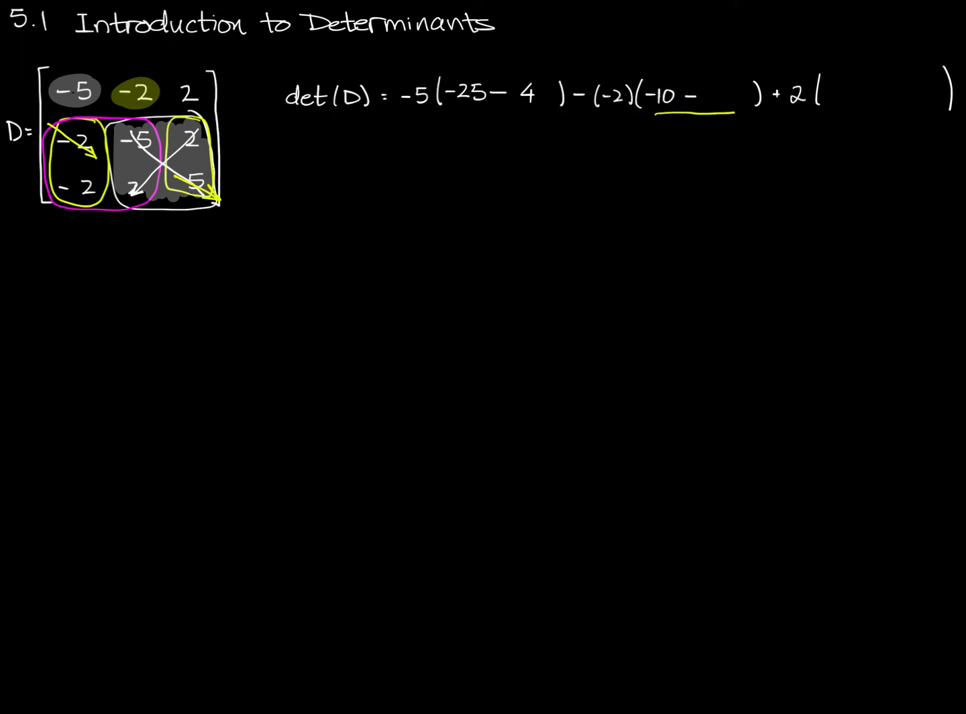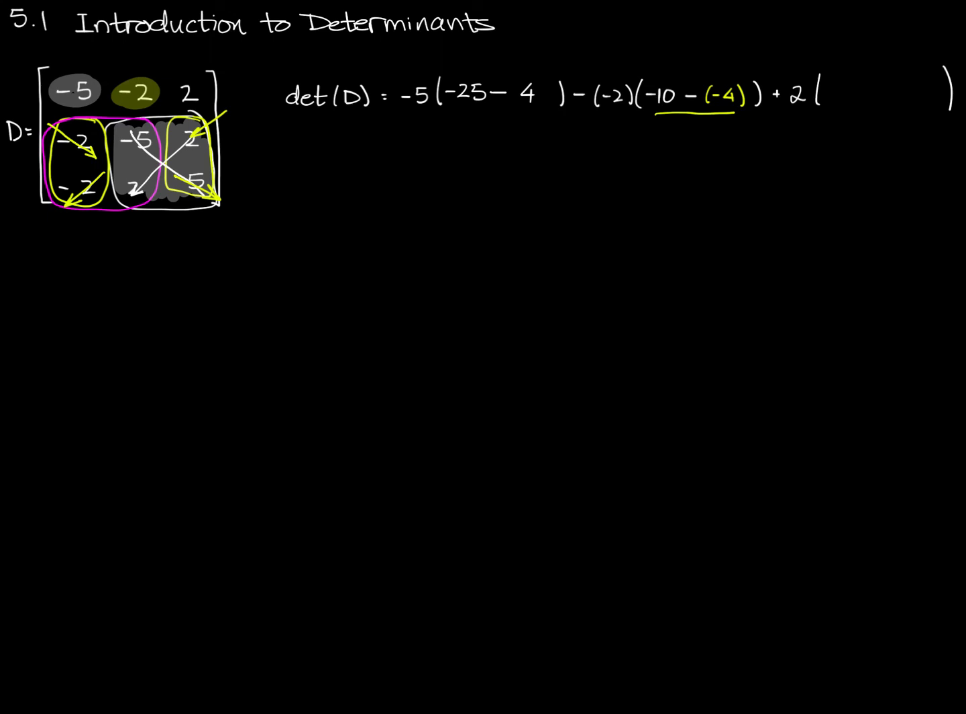And from that, I'm going to subtract the product of +2 with -2, so -4. So I'm adding to -10, I'm sorry, subtracting from -10, -4. So that means I'm adding 4.